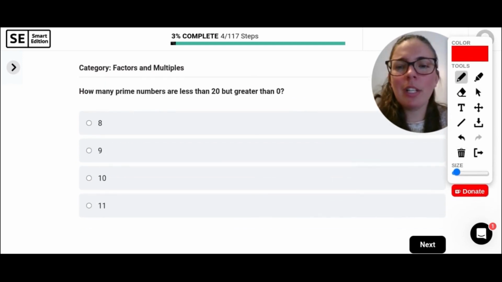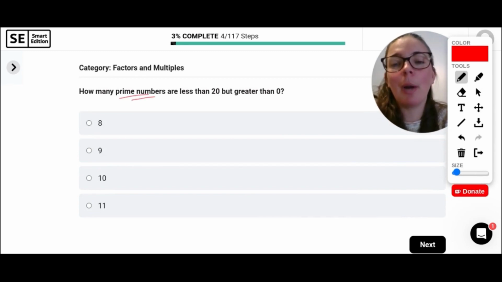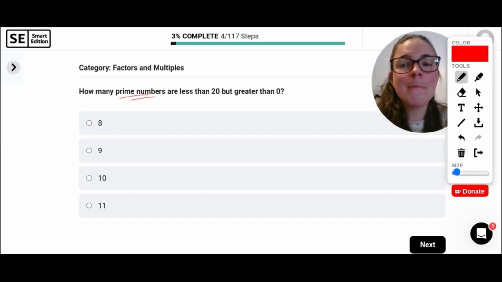All right, interesting question. How many prime numbers are less than 20 but greater than 0? So prime numbers, this is a vocab word we want to be comfortable with. A prime number is just any number that only has factors of 1 and itself. So what that means is that the only way to multiply and get this number is 1 times itself.